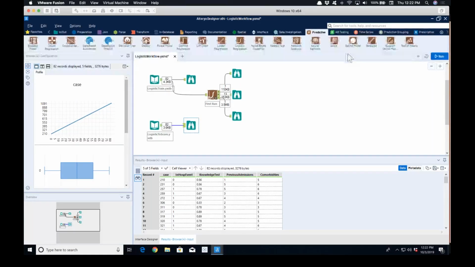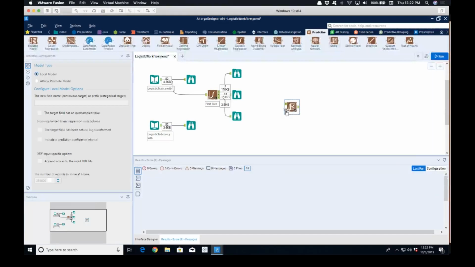We're going to grab the score tool from Alteryx and pull that down. Okay, and then we've got 2 anchors here. There's a data anchor, and then there's a model anchor.